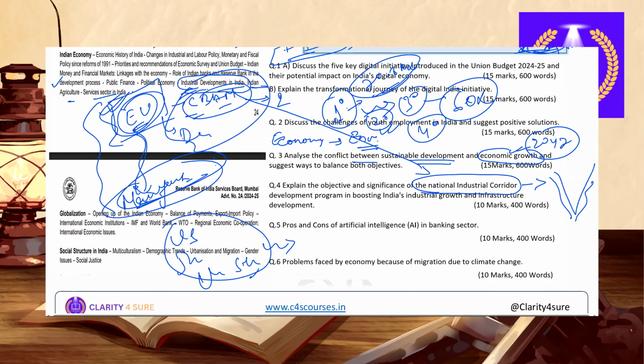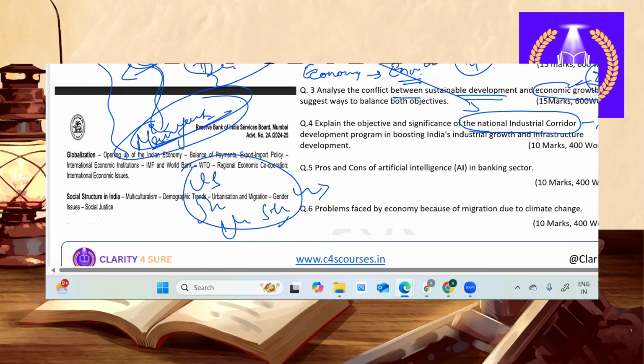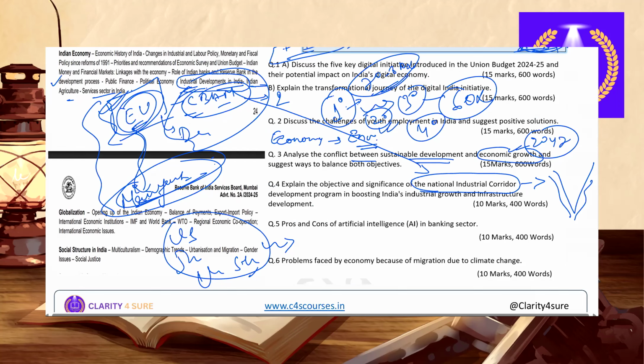So all these problems, why won't your questions be made on this? Obviously, RBI will ask such types of questions because this is the issue. Then another question with respect to artificial intelligence in the banking sector, always there in the news. We can always expect questions from here. Problems faced by the economy due to migration, due to climate change. Migration inflicted by what? Inflicted by climate change.